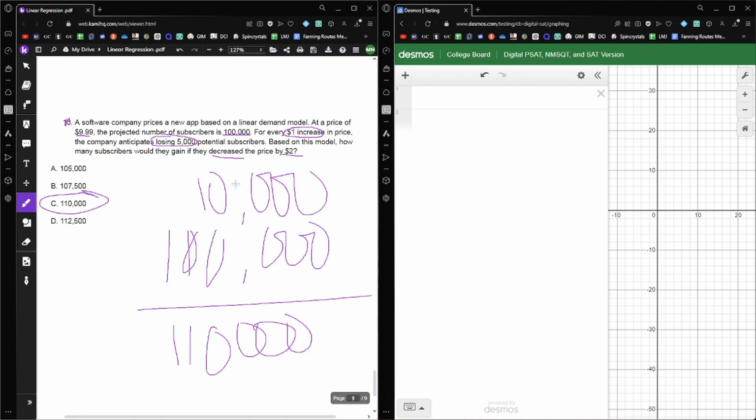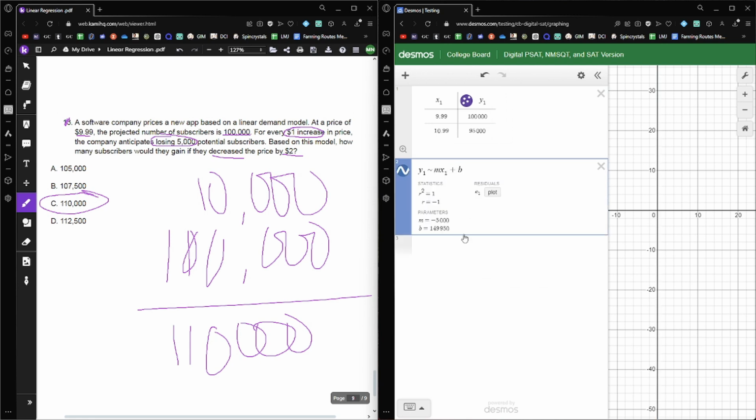So as you can see in this case, it's going to be a lot faster to just solve it in your mind than put it in Desmos. But since the whole point is linear regression, I'm going to put it in Desmos too. So we do get our first point, which is $9.99 and 100,000 subscribers. They also say a dollar increase, we'd lose 5,000. So I'm going to change that to $10.99 as a second point, and I'm going to subtract 5,000 and get 95,000.